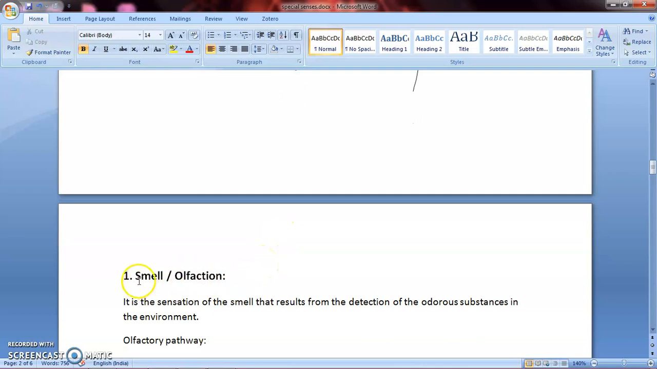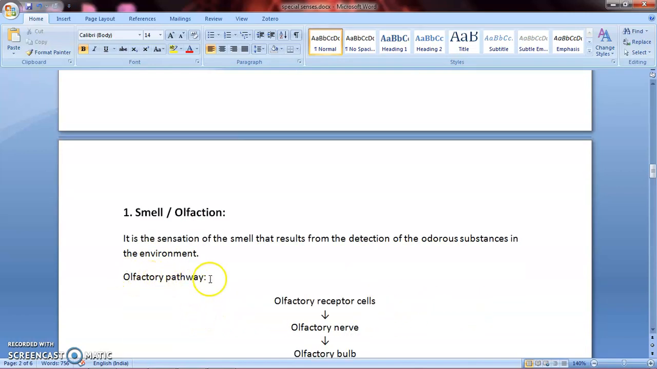The easiest way to present it in the exam: smell or olfaction is the sensation of smell that results from detection of odoriferous substances in the environment. The olfactory pathway begins from a receptor called the olfactory receptor. These are simple cuboidal epithelium with microvilli present at the roof of the nasal cavity and the adjacent wall. They pass upwards to the olfactory neuron, which is a bipolar neuron. The axons of these neurons form the olfactory nerve.